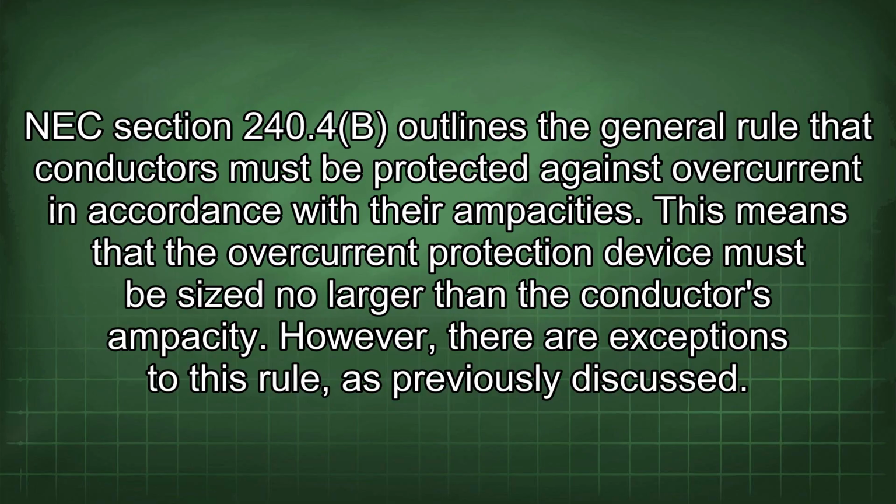NEC Section 240.4(B) outlines the general rule that conductors must be protected against overcurrent in accordance with their ampacities. This means that the overcurrent protection device must be sized no larger than the conductor's ampacity. However, there are exceptions to this rule, as previously discussed.